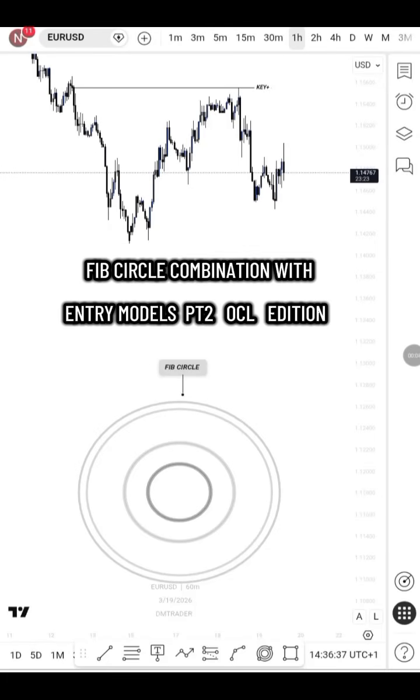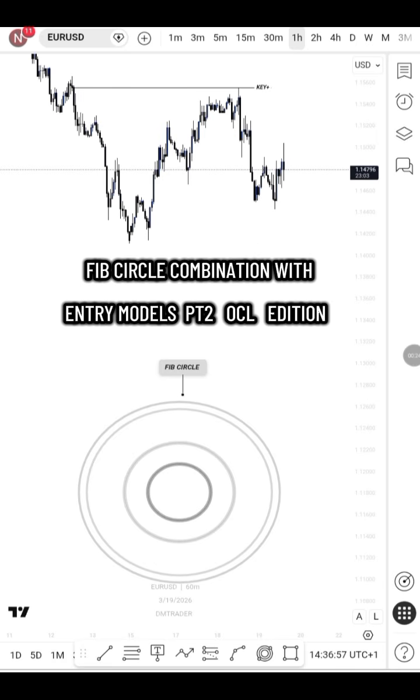Hello everyone, in this video we are going to be looking at a live chart example of how to combine the Fib Circle with your entry model. If you haven't watched the first video, you should watch it so that you can catch up with what I'm going to do in this video. So let's go straight into it.